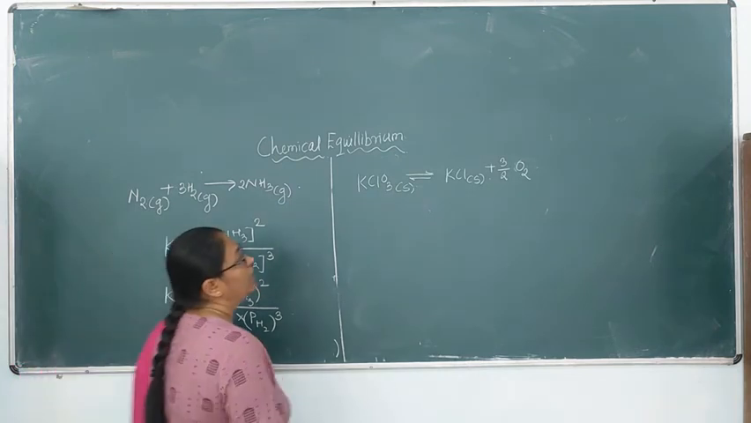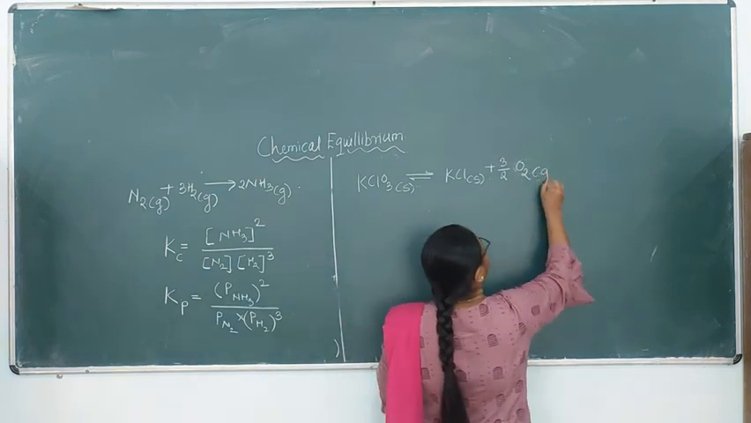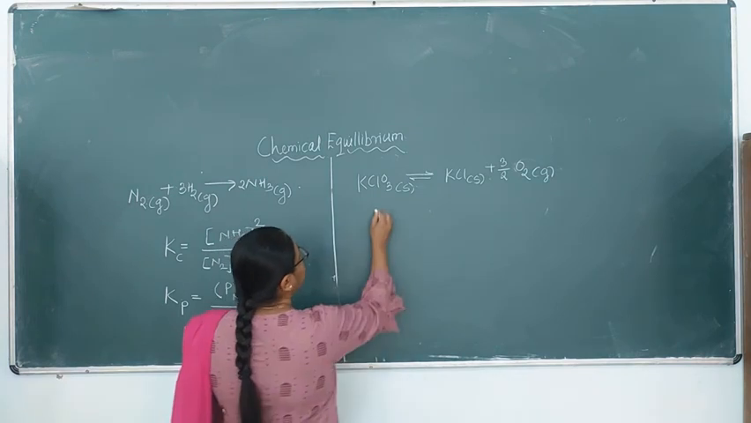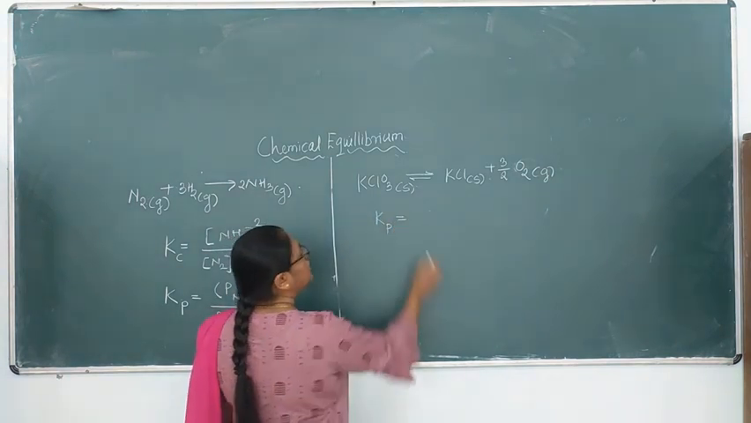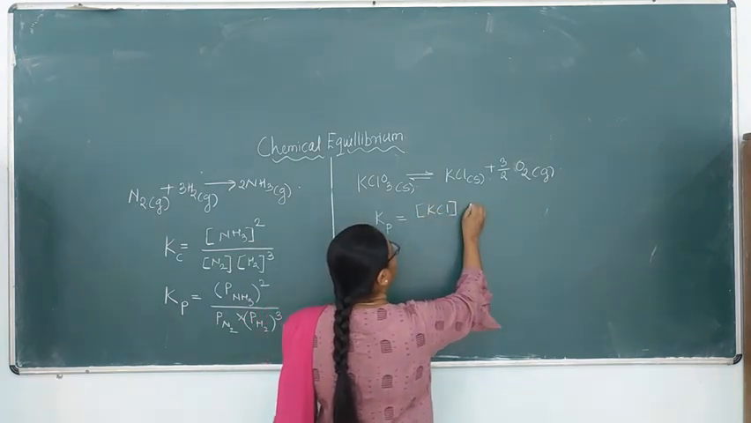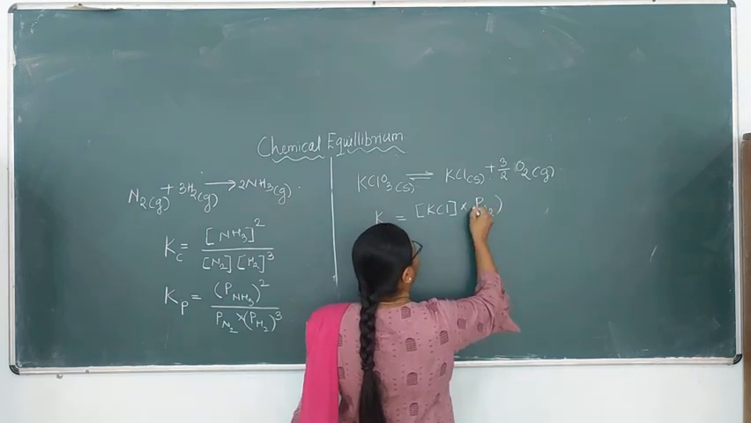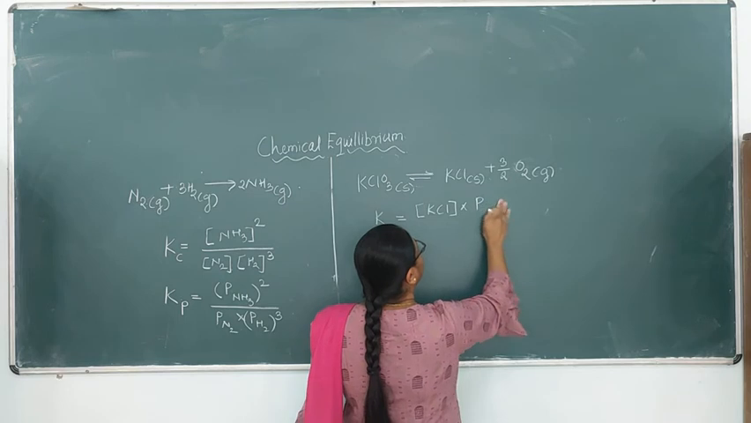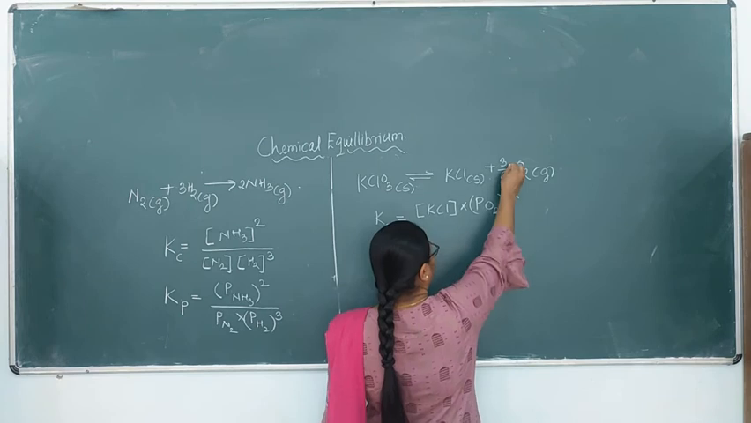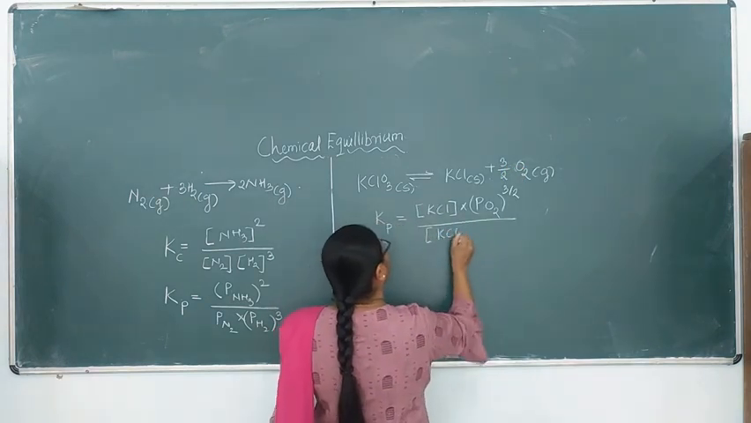Now here, obviously, instead of considering the concentrations, because no liquids are there, the gases are there, so we can write it as Kp, which is equal to the concentration of KCl into the partial pressure of oxygen raised to 3 by 2, divided by the concentration of potassium chlorate.